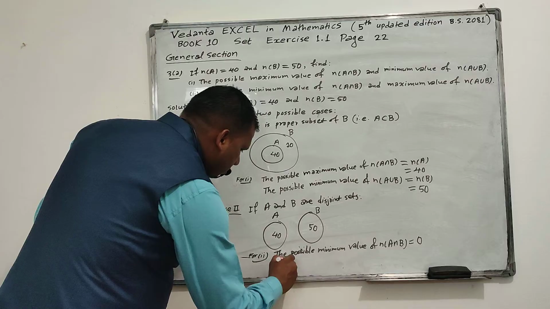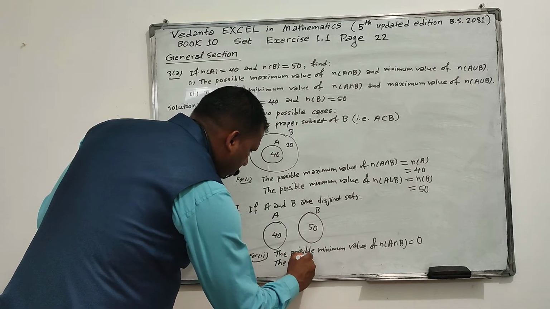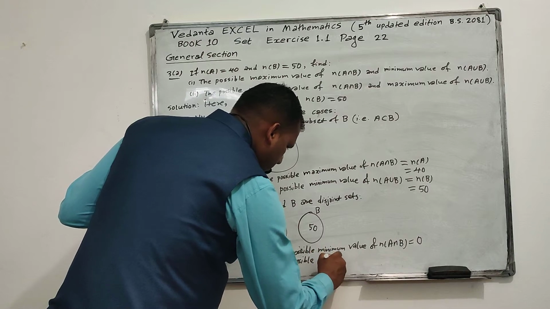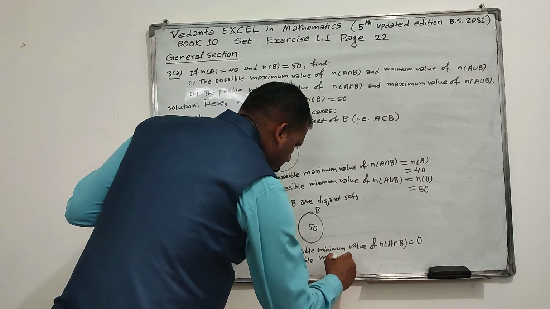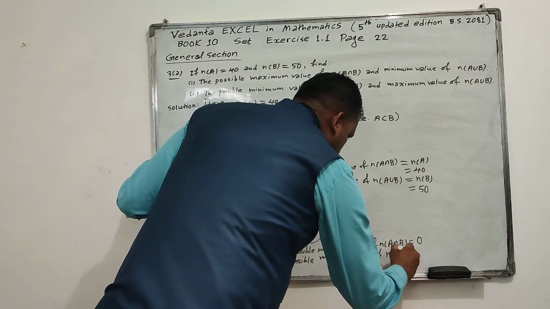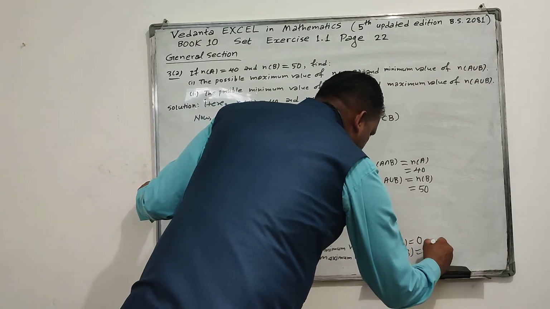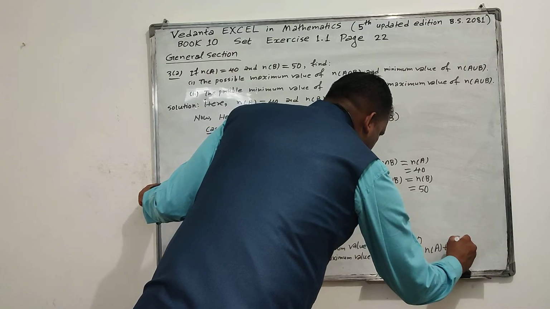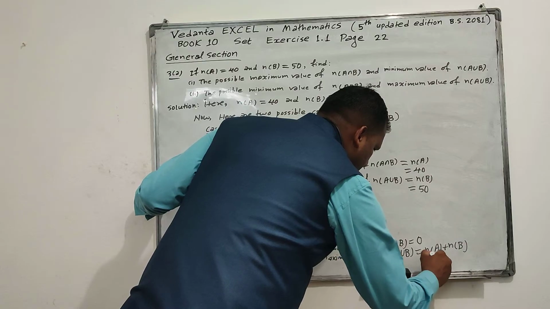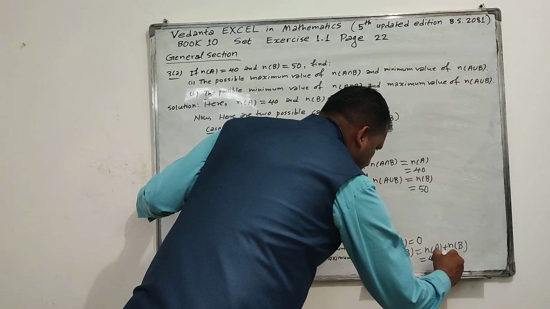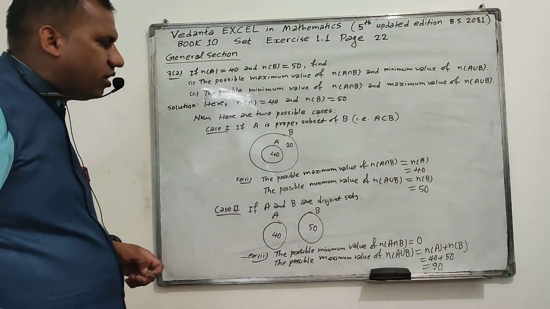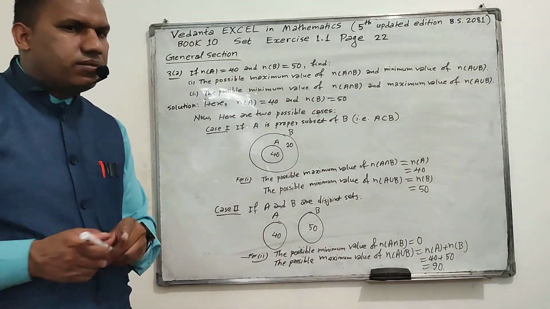And the possible maximum value of number of A union B equals number of A plus number of B. Since they are disjoint, number of A 40 plus number of B 50 equals 90. This is the possible maximum value of number of A union B.